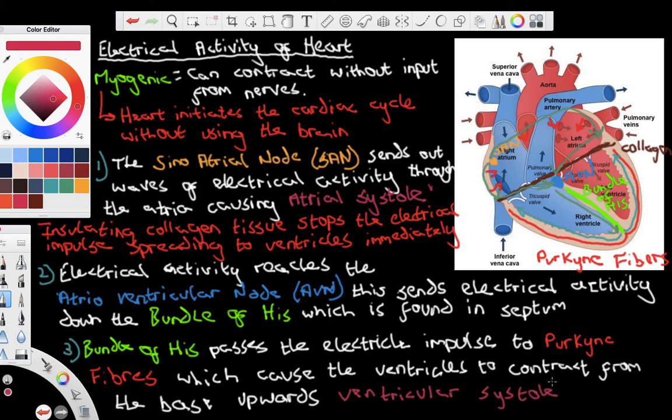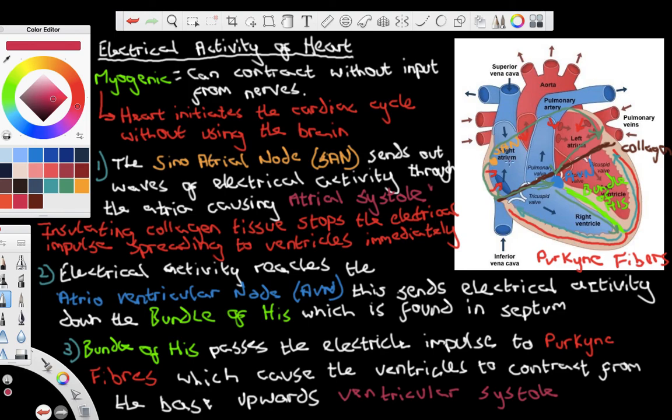So we've said that the heart is myogenic, it can contract without the input from nerves. The heart initiates the cardiac cycle without using the brain. It does this using something called the sinoatrial node, which sends out an electrical impulse through the walls of the atria, causing them to contract. That is what we call atrial systole. There are these collagen fibers between the atria and the ventricles, which prevent the electrical impulse from spreading downwards. Eventually, the electrical impulse reaches the AVN, the atrioventricular node, which sends an electrical impulse down the bundle of His, which then passes the electrical impulse up the Purkinje fibers, causing the ventricles to contract, creating ventricular systole.